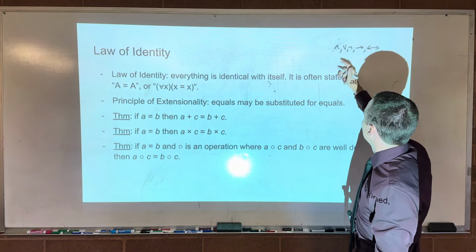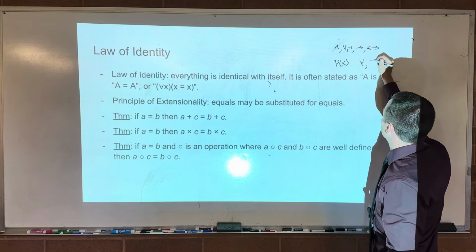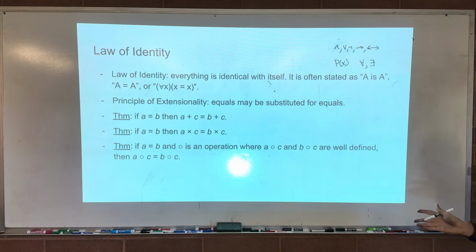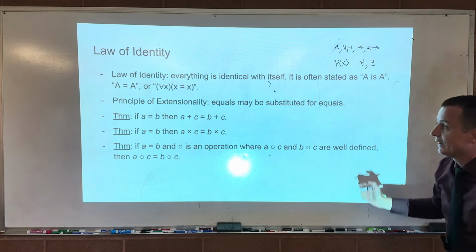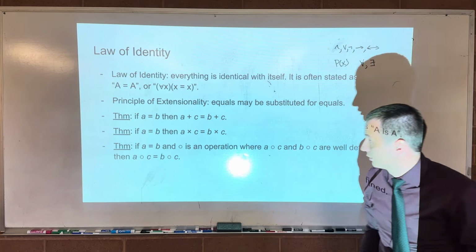In predicate logic, we add predicates, so things like P of x, and we add quantifiers, for all and there exists. That's predicate logic. Now we're going to add identity to our logic, and then we'll be done with logic.